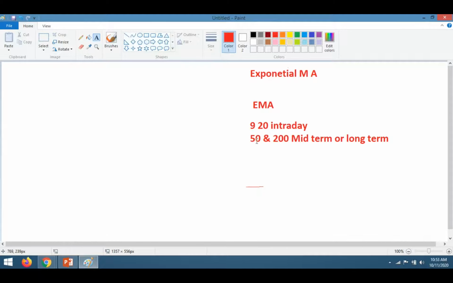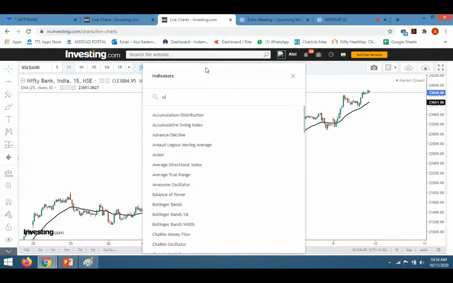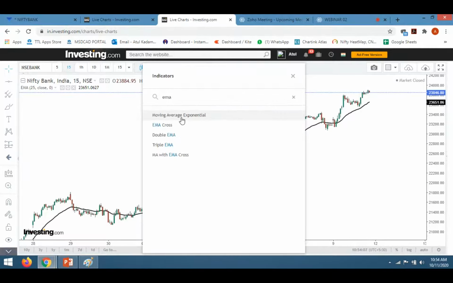So how to use that? So hope you guys are clear. If you want, you can write down these values. Okay, and I will just now go into the chart. So I again go to EMA. If I click four times, it comes four times, four EMA.